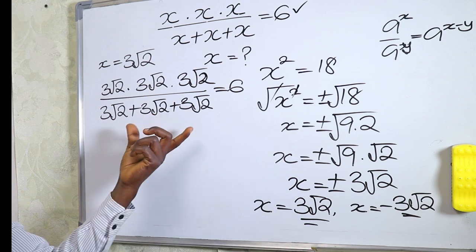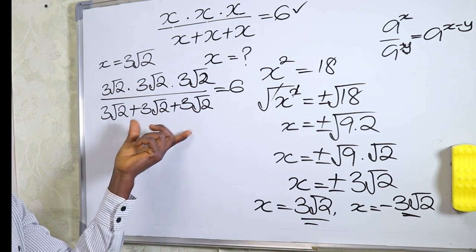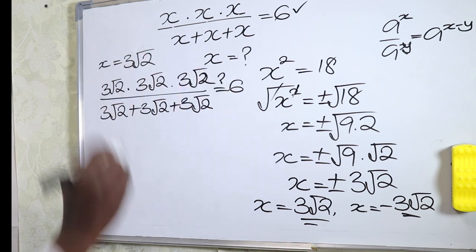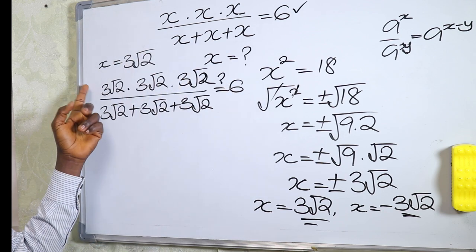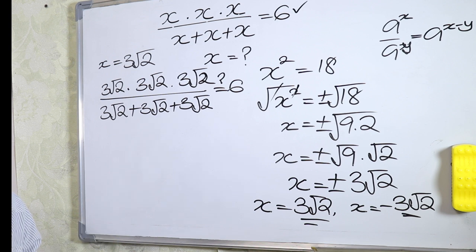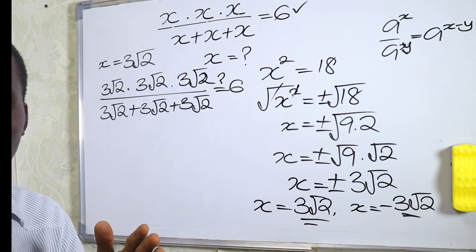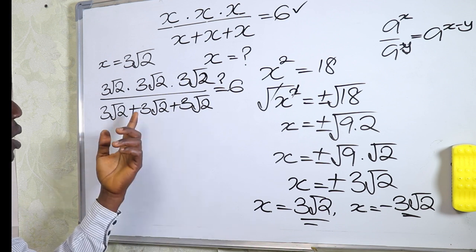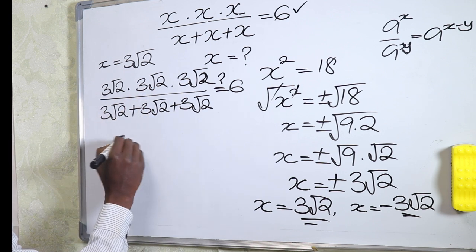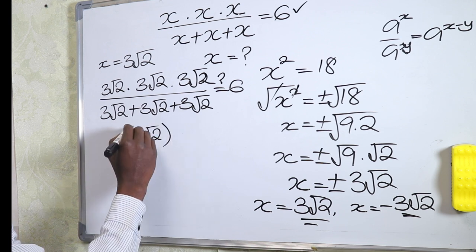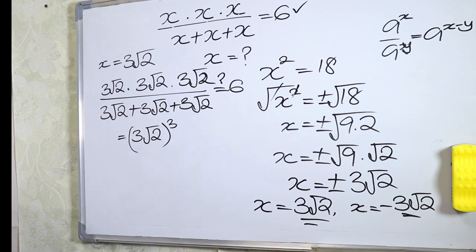Great. Now if we simplify this, can we get 6? That's a big question. So what do we do? Multiplying this, remember the laws of indices. This is going to give you 3 square root of 2, all to the power of 3, right? Good.